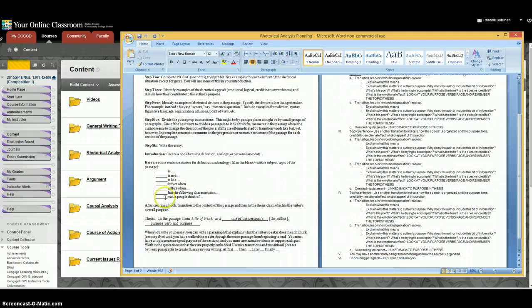This handout also gives you some ways to write an introduction for rhetorical analysis. You want a hook, and one nice way to create a hook is to define the topic or the subject, to create an analogy. In some cases you can use a personal anecdote, but in a formal analysis you really wouldn't use a personal anecdote. And here's some other strategies right here.